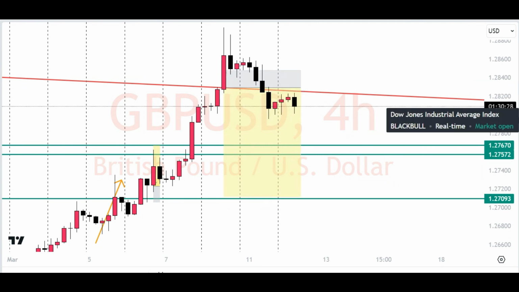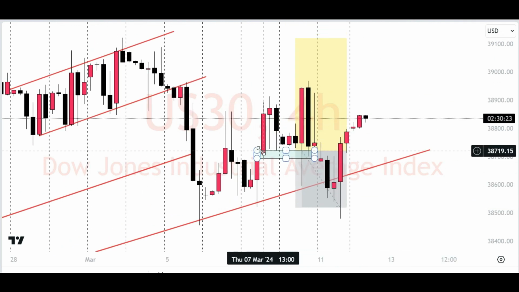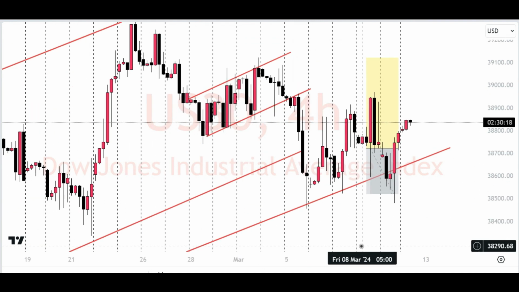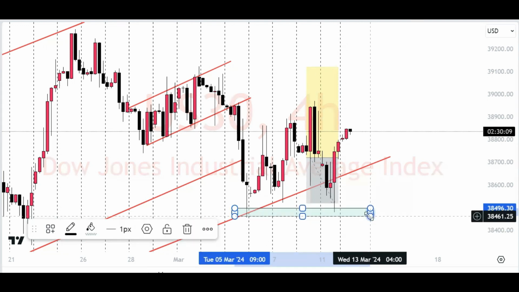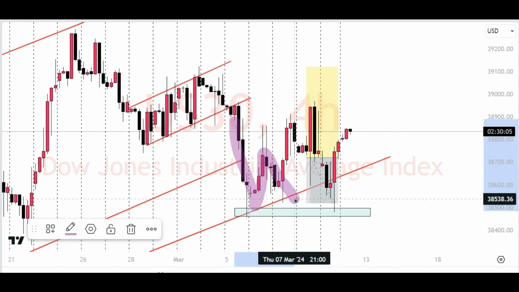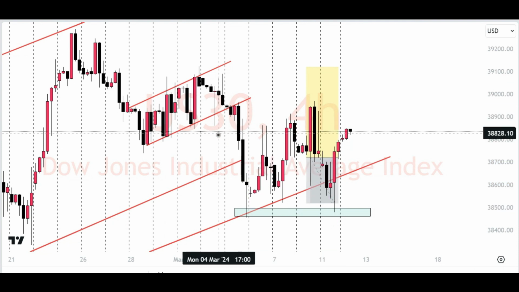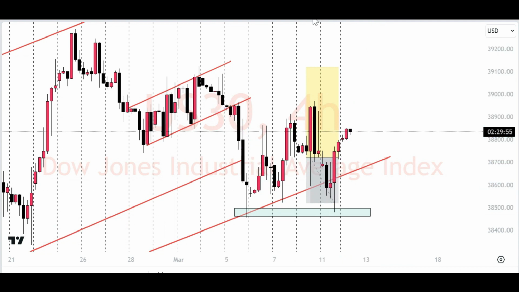Now let's look at US30. Now US30, guys, market came down, took us out, but I love that it created a double bottom or triple bottom, 1, 2, 3, or you can look at it as 1, 2. It's going up.